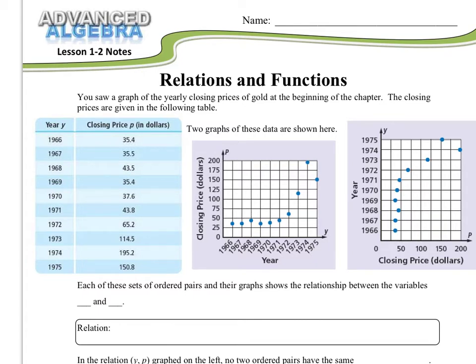Today's lesson is lesson 1.2 and it's about relations and functions. To begin this, you can look at the beginning of the chapter in your textbook and there will be a graph there that shows the yearly closing prices of gold. The closing prices are given in the following table.